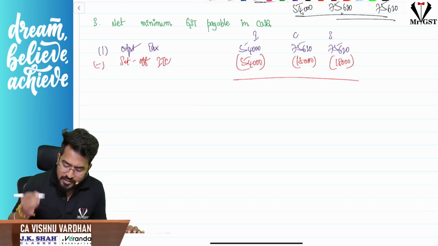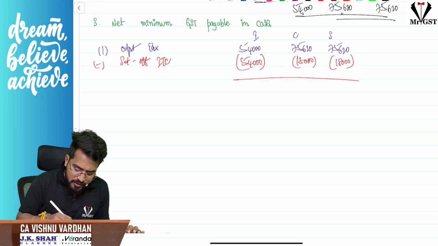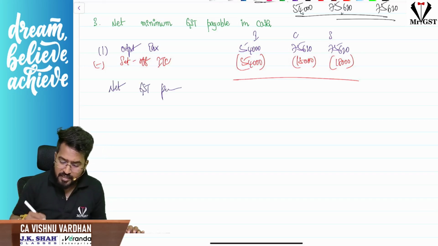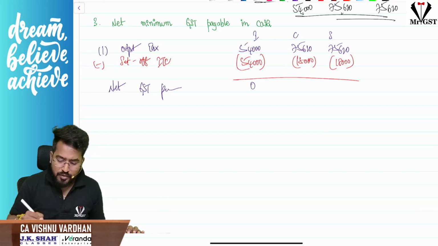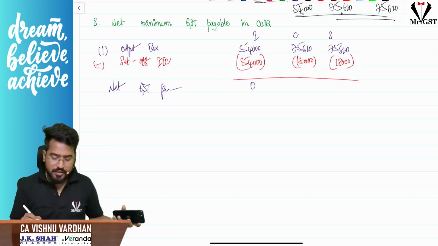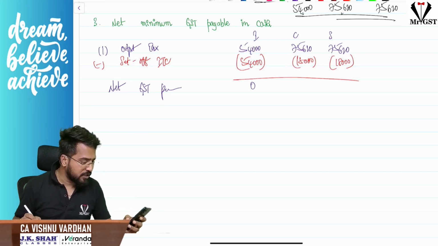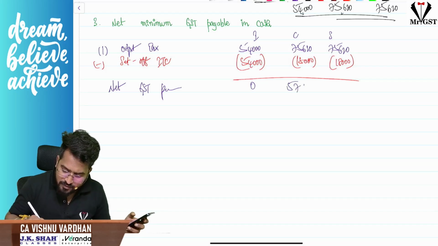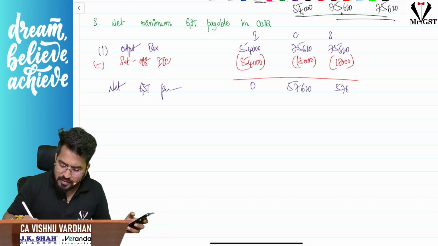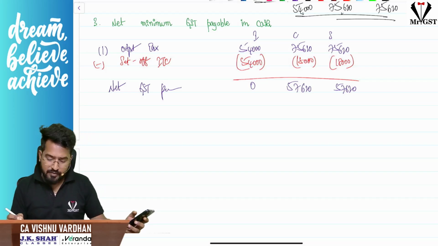And finally, what is the net GST payable? If you see, ITC balances became 0. This is 0, and 75,620 minus 18,000. You tell me what it is. 75,620 minus 18,000, so it is 57,620. Simple, 57,620.